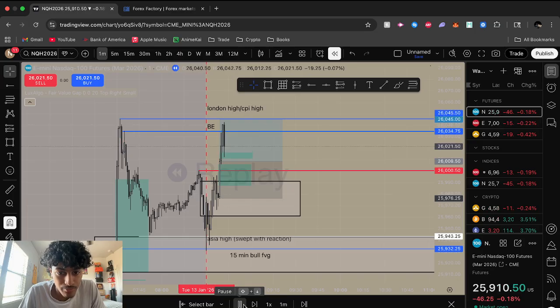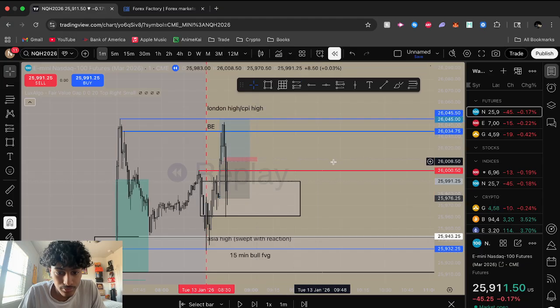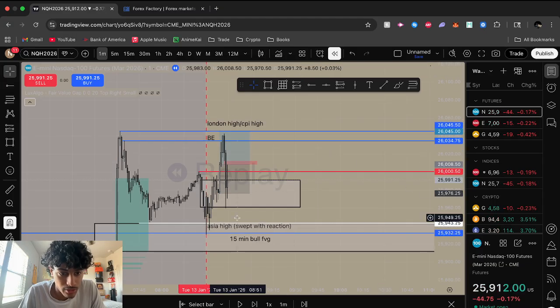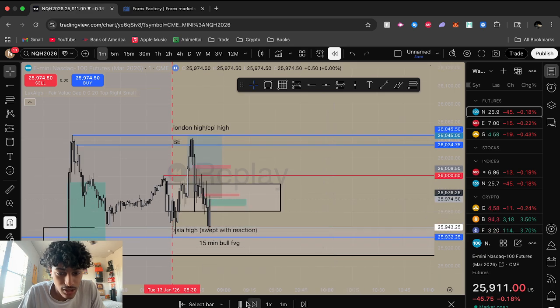Break even. We would have gotten completely break even on that trade, which is honestly fine by me. And that's where the little bit of the slow momentum comes in, where we don't really get anything past that.